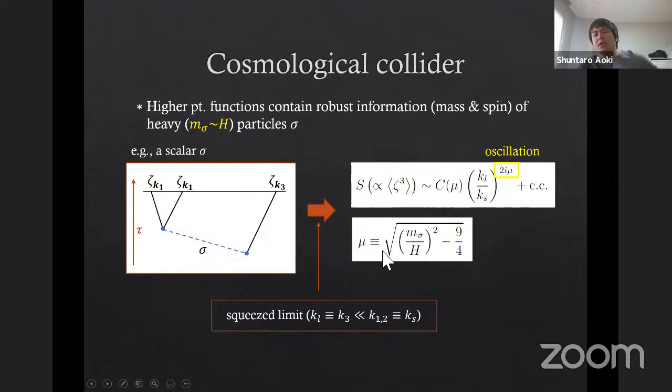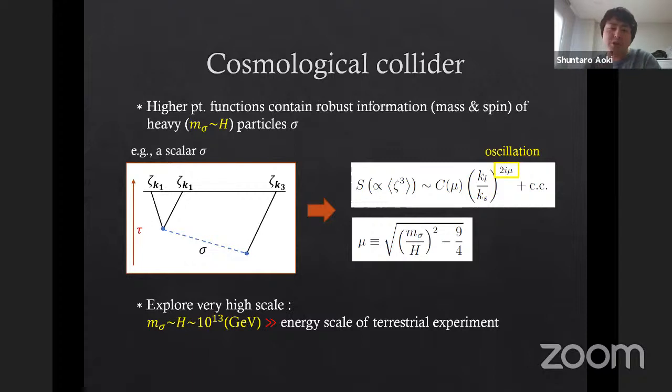When the mass of sigma is larger than 3H/2, I mean when mu is real, this factor gives a specific oscillation. From such an oscillation signal, we can read off the mass of the possibly unknown particle sigma. This is the basic idea of the cosmological collider.